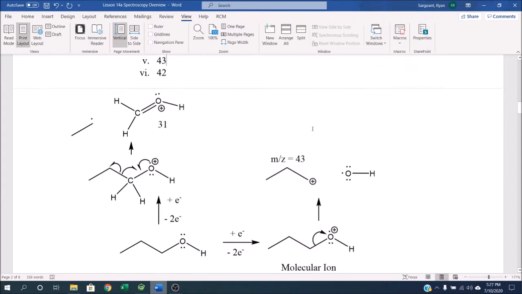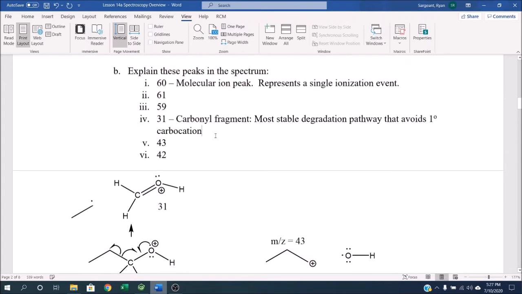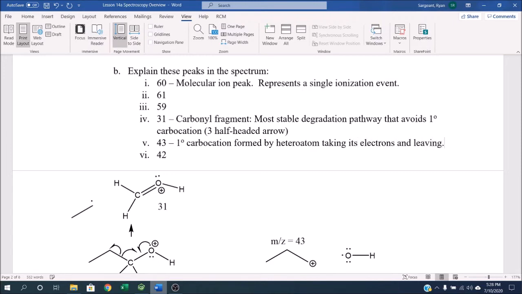The peak at 43, which is this one right here, and I'll put a little note here that this is the 3 half-headed arrow mechanism. The peak at 43 is a primary carbocation, and formed by the heteroatom taking its electrons and leaving. So these two mechanistic pathways, the 3 half-headed arrow pathway and the heteroatom taking its electrons and leaving, are the two pathways that you're going to encounter most commonly.